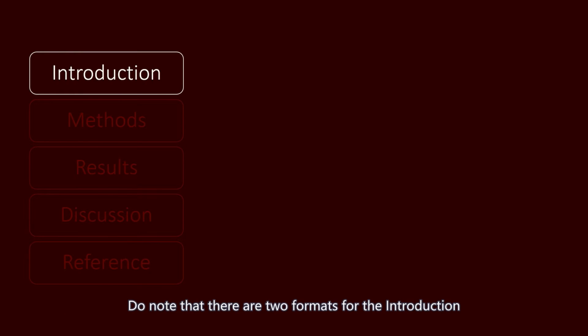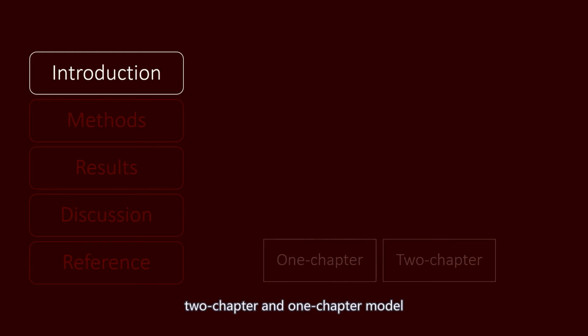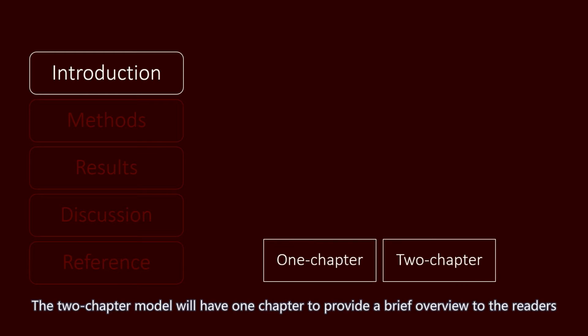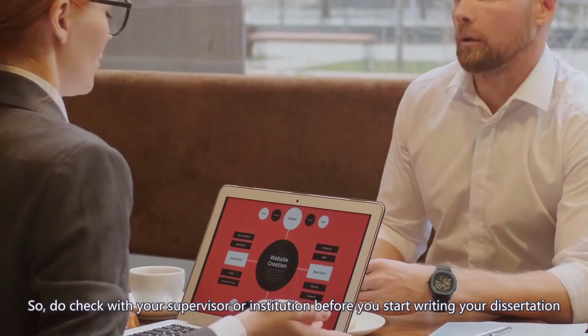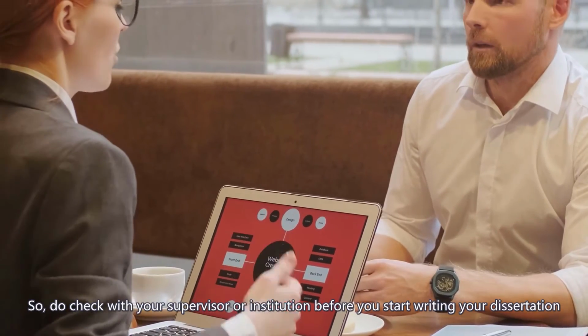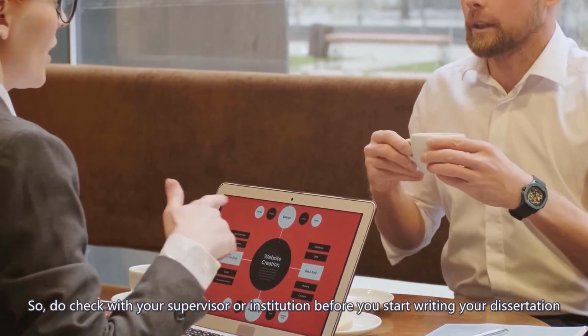You will note that there are 2 formats for the introduction, the 2-chapter and 1-chapter model. The 2-chapter model will have 1 chapter to provide a brief overview to the readers and another chapter to provide a comprehensive literature review. The 1-chapter model will combine both chapters. So, do check with your supervisor or institution before you start writing your dissertation.